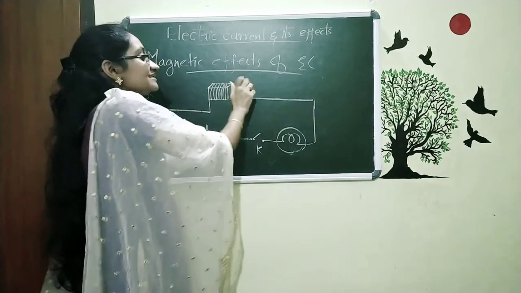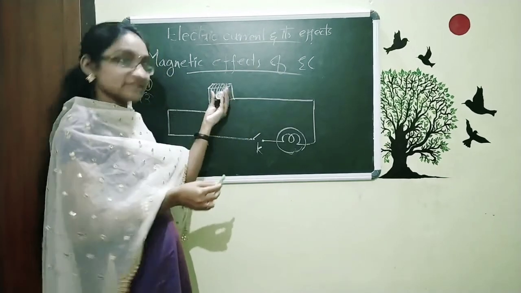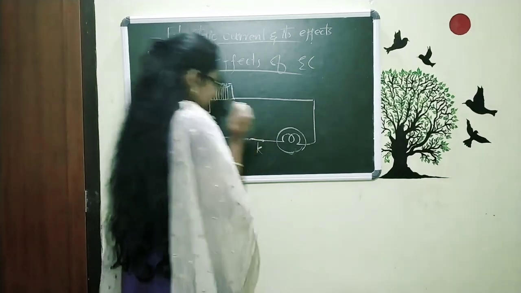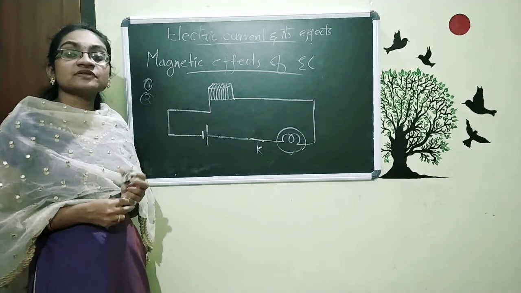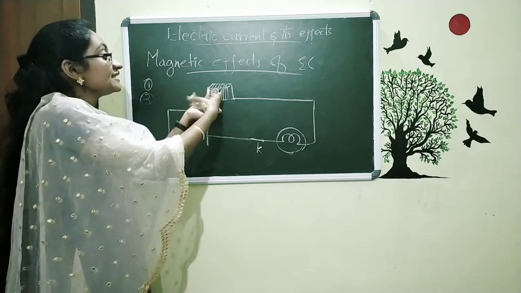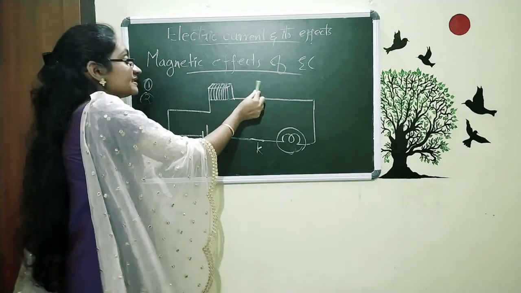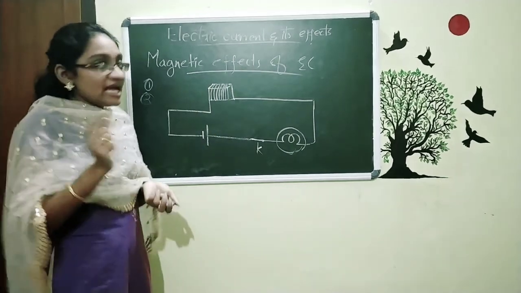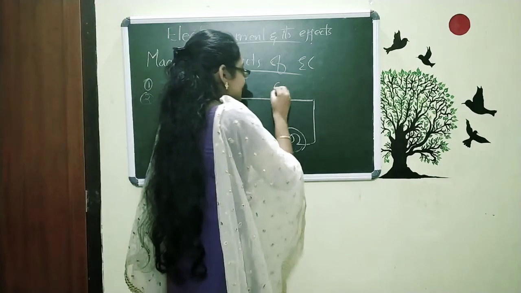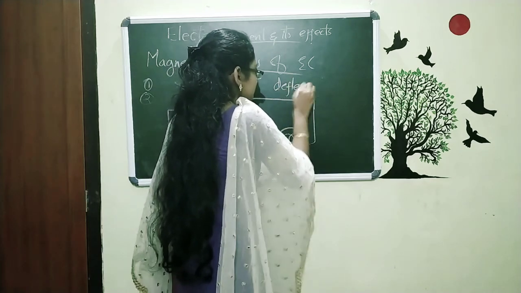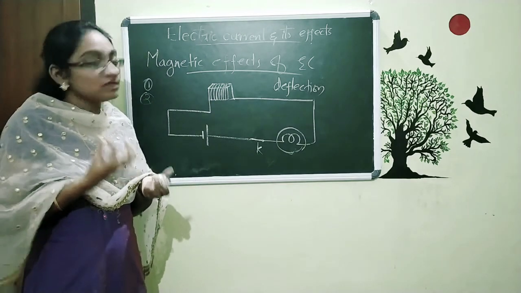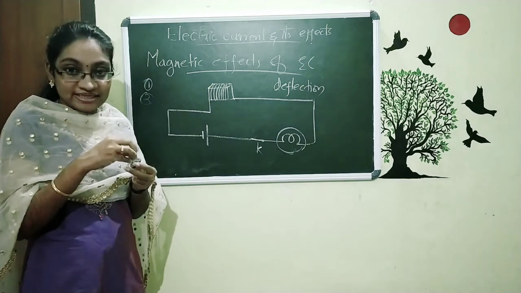Now the third thing: I am taking the magnet away. Still the compass is there and now I am going to close this key. Then what do you observe? You observe that even without the presence of the magnet, the needle still vibrates. And the vibration of this needle we call deflection. We are not calling it vibration in the needle. We call it deflection of the needle.